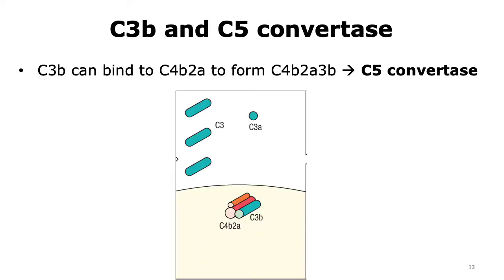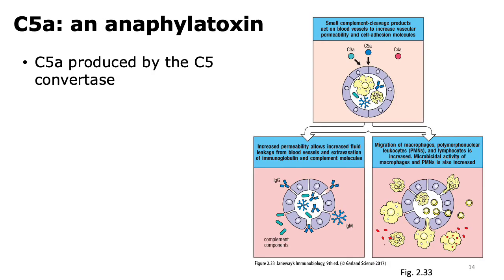The C3b that is formed can also bind to C4b2a, which is the C3 convertase, to form another complex called C4b2a3b. And this complex also has enzymatic activity and is called the C5 convertase. This C5 convertase now has the ability to cleave the complement protein C5 into two different fragments. One of the fragments that is generated, which is the smaller fragment, is C5a.